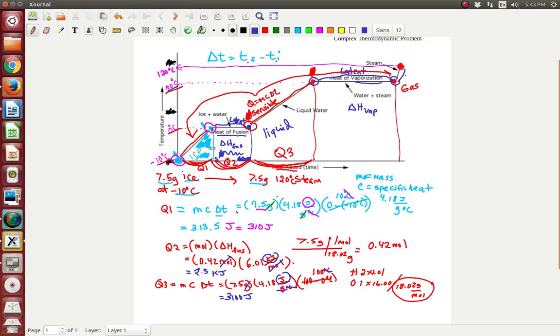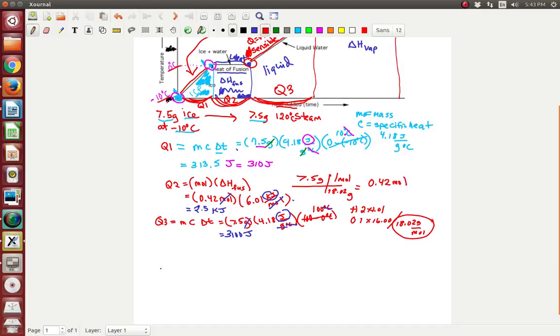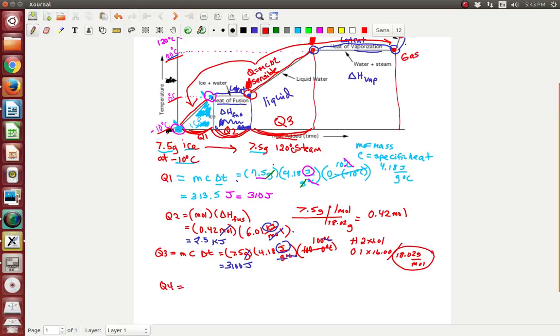Now we're going to keep going. We got Q4. I'm going to scroll up a little bit. So Q4 is now back into a latent heat area. So we're going to need the delta H of vaporization. Since it's similar to Q2, it's still going to be moles times, but this time instead of the heat of fusion, it's the heat of vaporization. The moles we already calculated.